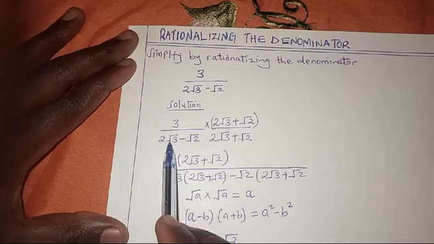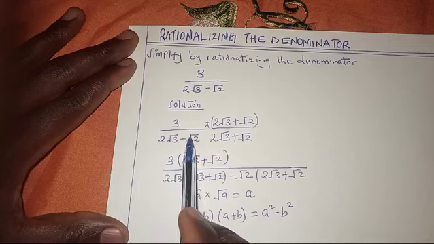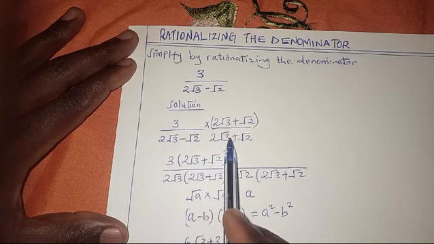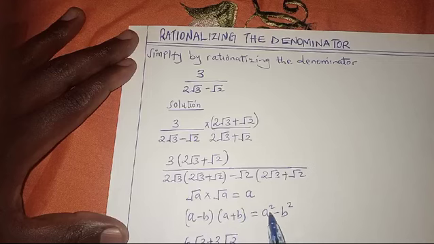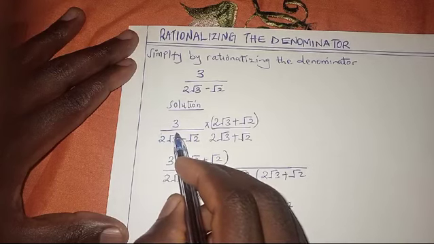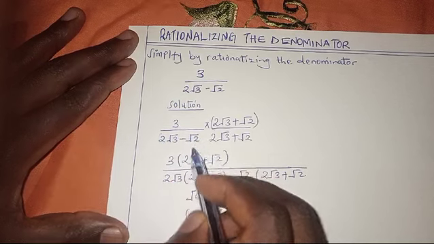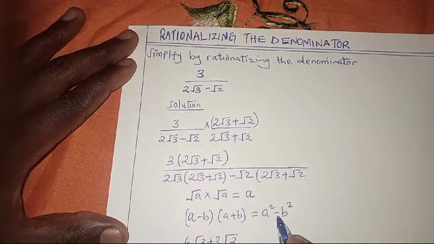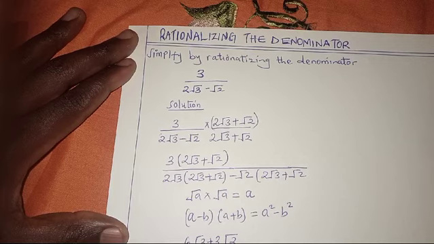Over the denominator part, we are going to use this thing. You realize that we have 2 root 3 minus root 2, and then we have 2 root 3 plus root 2. It follows the same rule, so we are just going to square the first part, and then square the second part. We retain the negative. So it is going to be 2 root 3 squared, then minus root 2 squared. So the numerator will give us 6 root 3 plus 3 root 2.